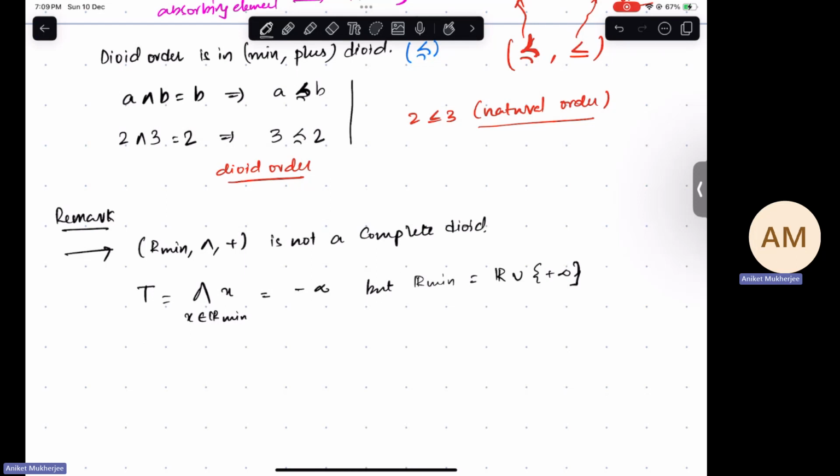So what you can do is you can define a new set where you add plus infinity and minus infinity both. Okay.